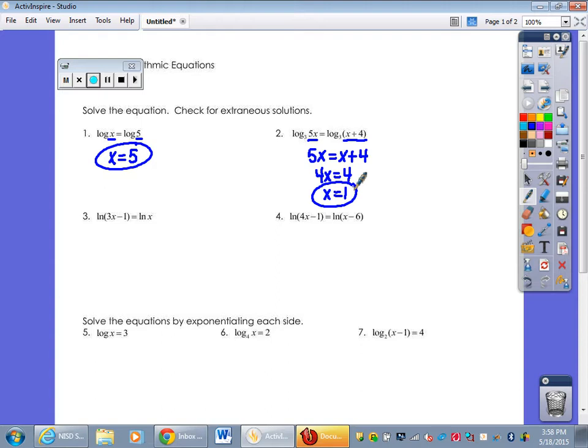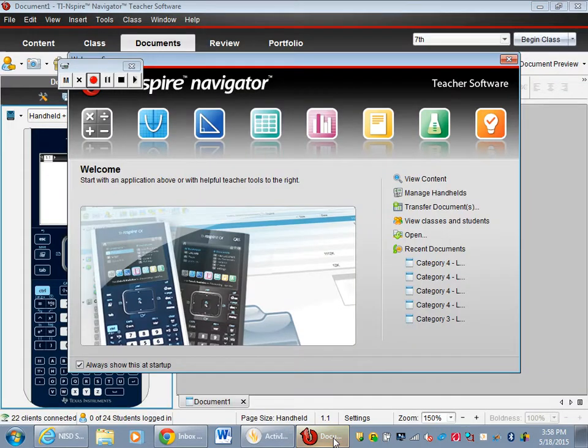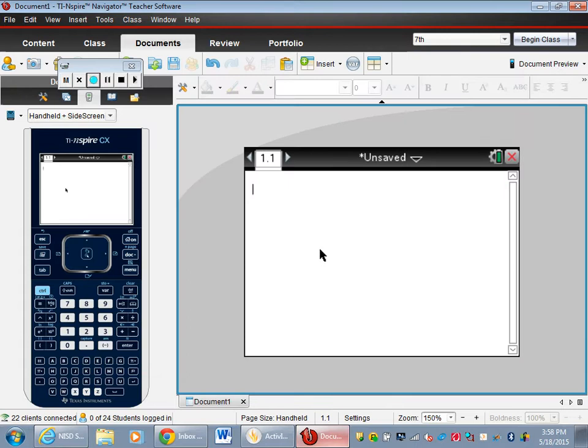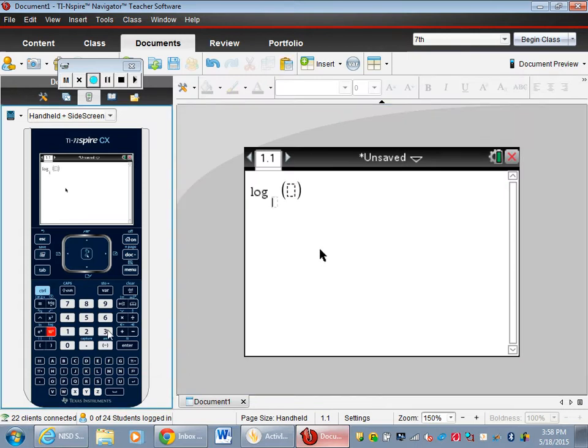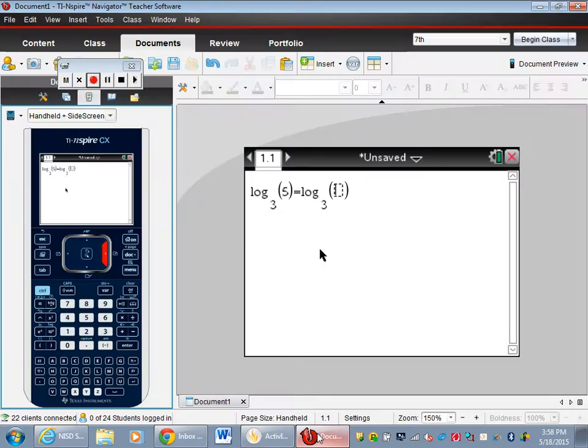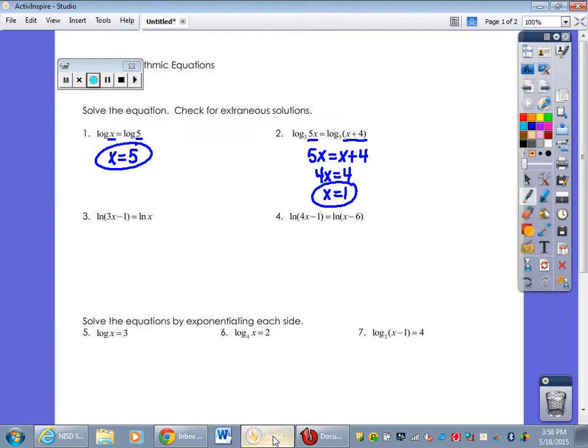When we check for extraneous solutions, we would have to go back to our calculator and do log base 3 of 5, because 5 times 1 is 5, and we want to know if that is equal to log base 3 of, and our equation was x plus 4, so 1 plus 4, which would be 5, and it'll tell us true. Okay? So that is a correct solution.